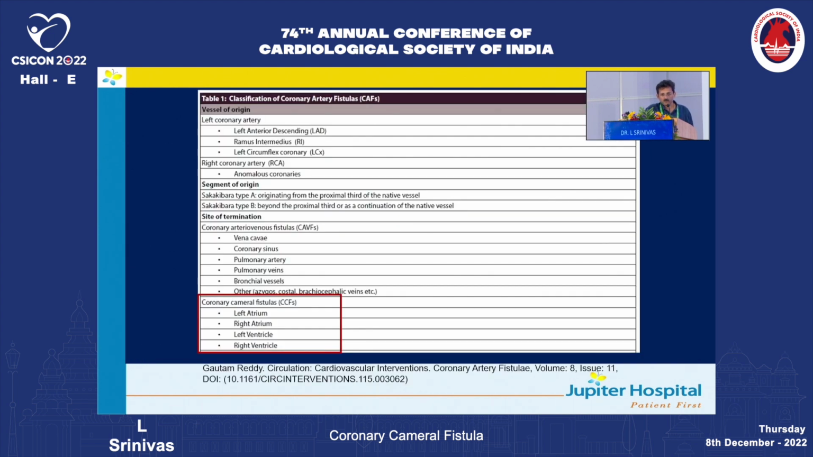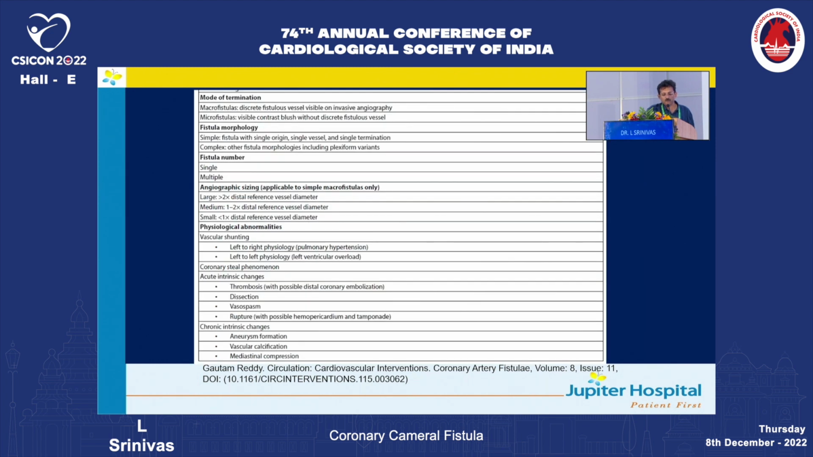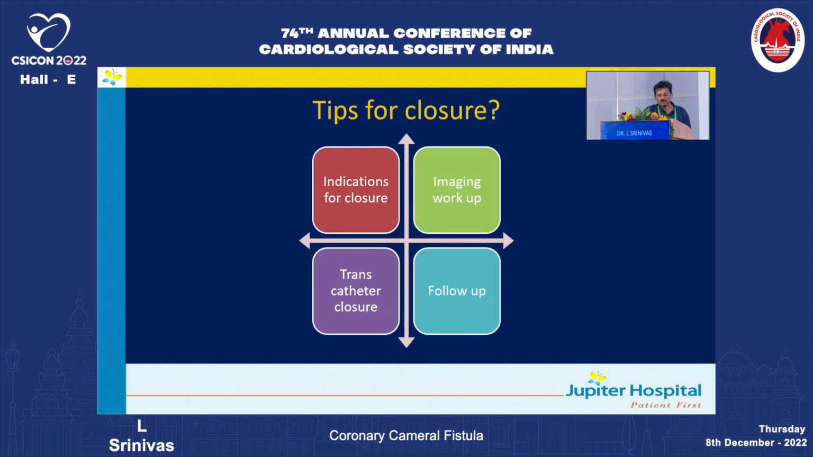Again, depending upon various other qualities of this fistula, several classifications have been proposed. If these fistulas insert into one of the chambers of the heart, they are called cameral fistulas. Otherwise, they are labeled as coronary arteriovenous fistulas. So these are all other morphological classifications based on the number of fistulae, the angiographic size of this fistula, the symptoms of this fistula, and also the intrinsic changes that this fistula has. Different sorts of classifications are there.